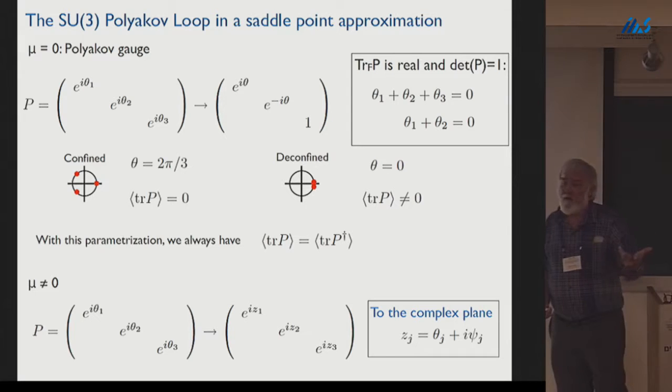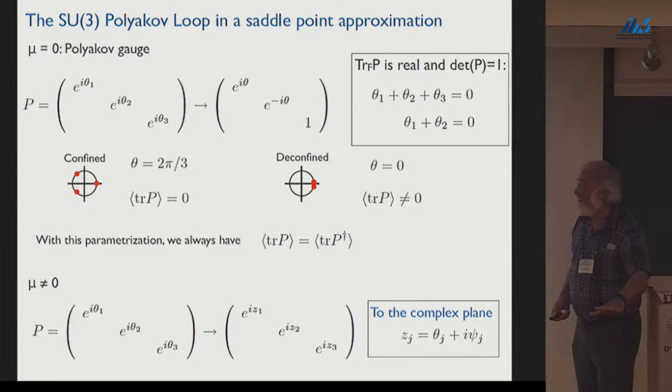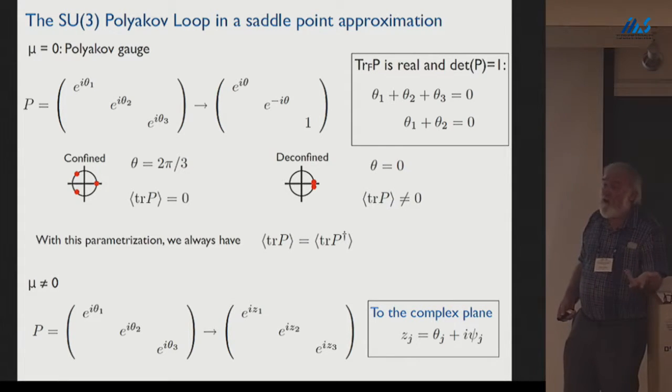This is what we usually associate with the confined phase of QCD, because this says that the free energy to insert a heavy quark is exactly infinity. Okay? And then in the deconfined phase, the very high temperature phase, the eigenvalues all move towards 0, and then you get trace P equals 3. That's the maximum value in the very high temperature limit. Now, the problem with this parameterization is that trace P is always equal to trace P dagger. And on physical grounds, we know that we should be treating the quarks and the antiquarks differently. They should have a different free energy associated with quarks versus antiquarks.